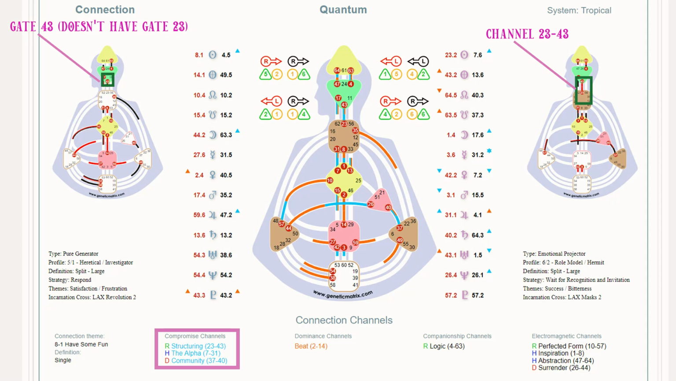So a compromise channel happens when one person has the whole channel and another person has one hanging gate from that channel. So in a compromise channel, the person who has the whole channel uses the energy of that particular area of life, of their body, very differently from the person who has it hanging. So this is going to depend on the channel.